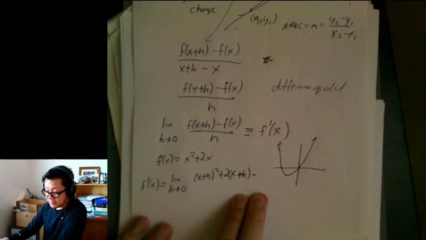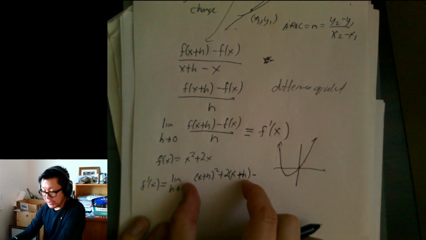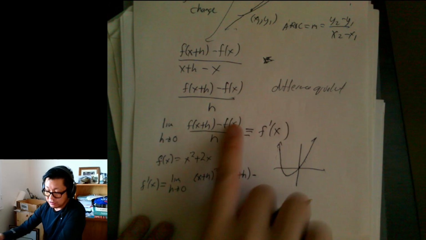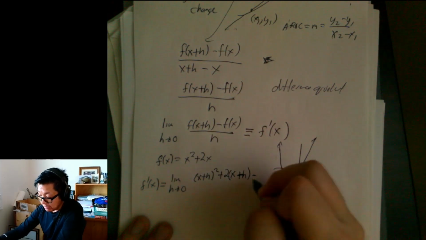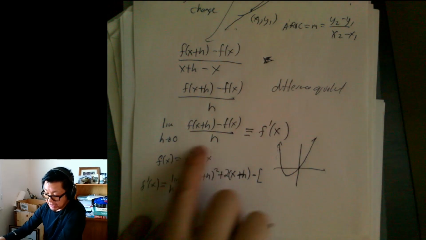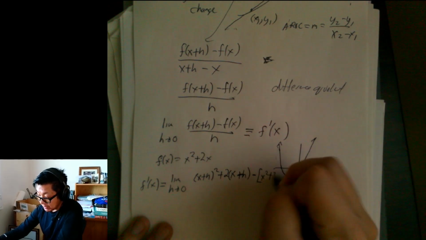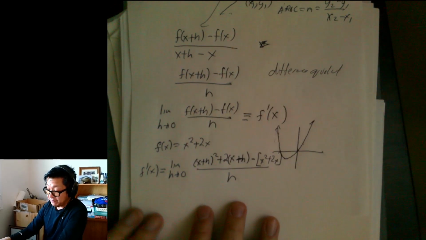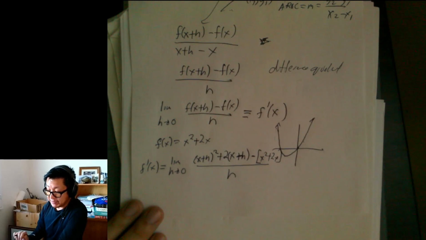So one of the most common errors is, one, you write this and you forget there's a second part, f of x. Next most common error is to fail to distribute that minus sign correctly. So I'm going to write minus, and then I'll use a bracket here, and then I just write my f of x squared plus 2x, all over h. And we have to keep writing our limit until we evaluate it.